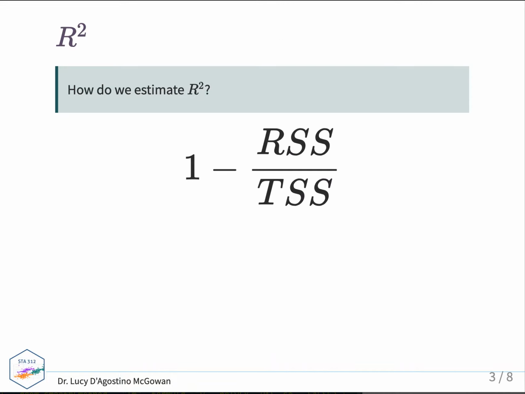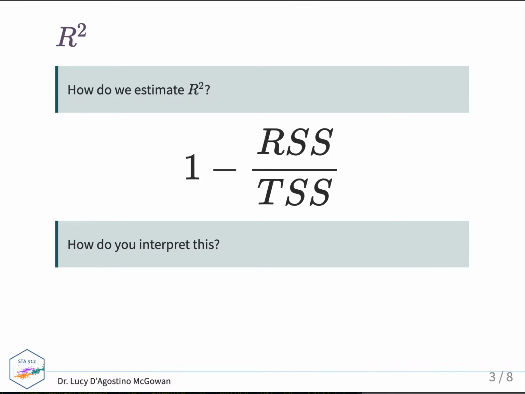So how do we estimate R-squared? Well, it's 1 minus the residual sum of squares divided by the total sum of squares. And how do you interpret this? R-squared is interpreted as the percent of the variability in Y, so the percent of the variability in your outcome that's explainable by your model. So that's explainable by your X variables, or your predictor variables, that you've included in your model.